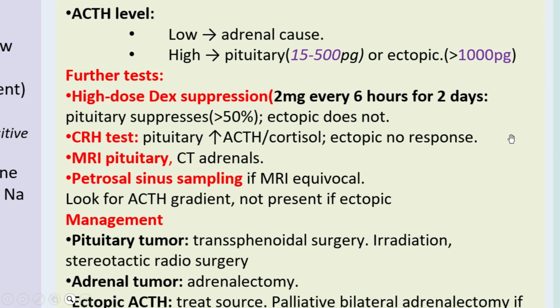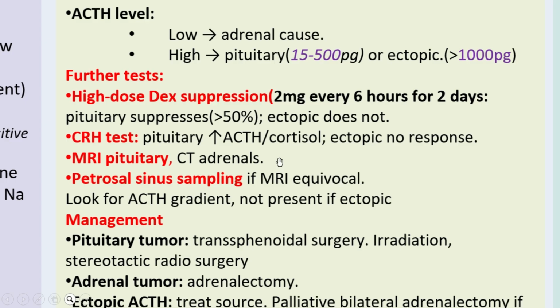Then we have the corticotropin releasing hormone test, and this one is where you give this. And if it's a pituitary, of course, the pituitary responds to the corticotropin releasing hormone from the hypothalamus. So if it is a pituitary source, it will just increase. If it's ectopic, it will still be resistant. Then you can do an MRI of the pituitary and you can do a CT of the adrenals.